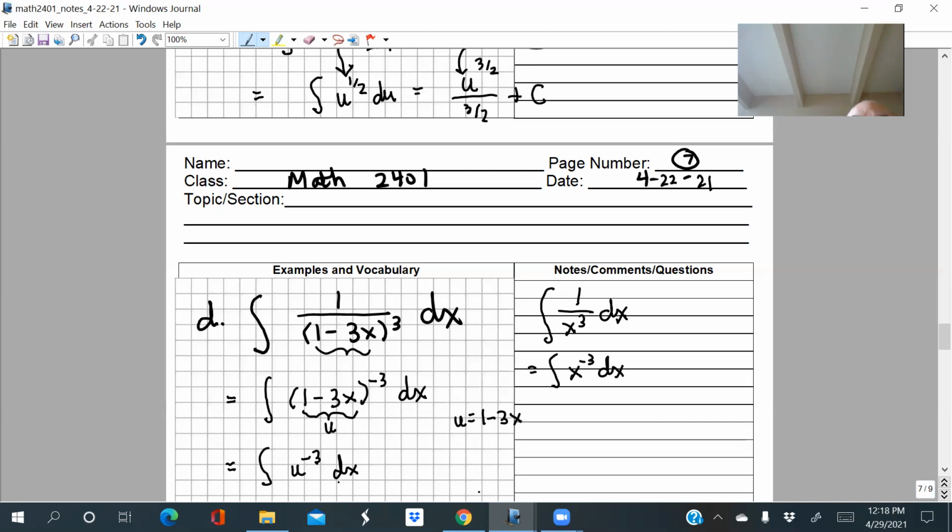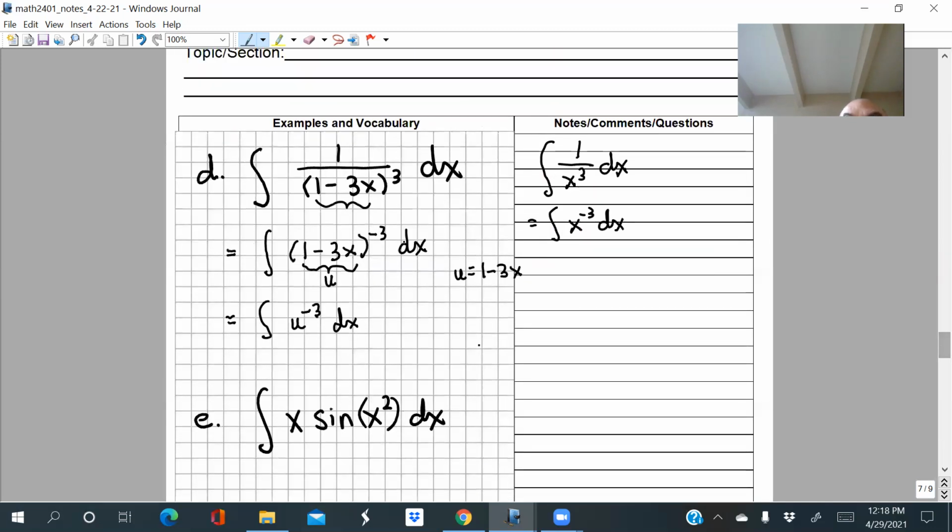Except we have one little unfortunate complication here, and that is that blasted dx. The dx is still here, even when I substitute a u for 1 minus 3x. I can't have the dx there because now I've got mixed variables in my integrand. So if you get rid of the 1 minus 3x, you've also got to get rid of the dx. Now, you can't just erase that. You've got to do that in a proper way. So this is the part of substitution that students often get hung up on.